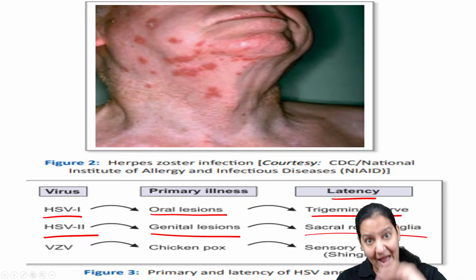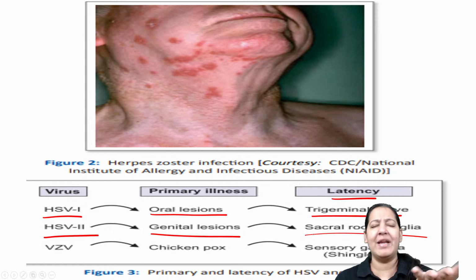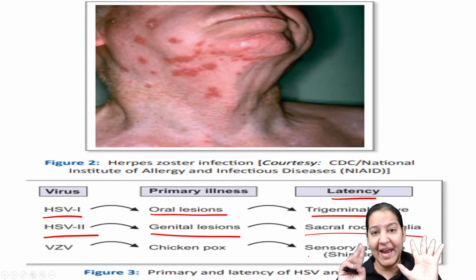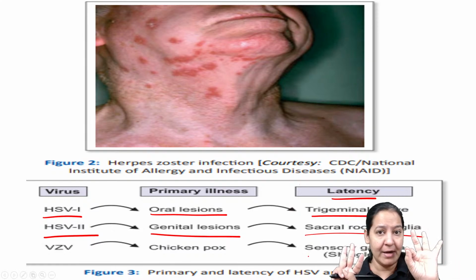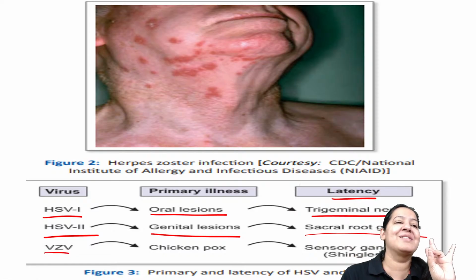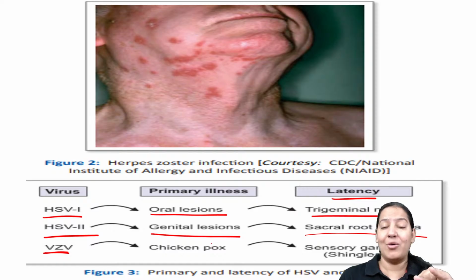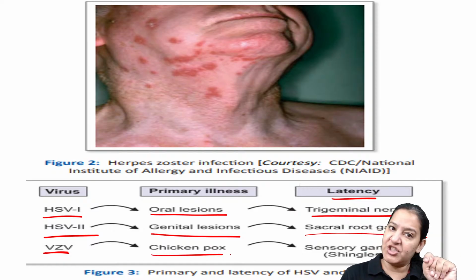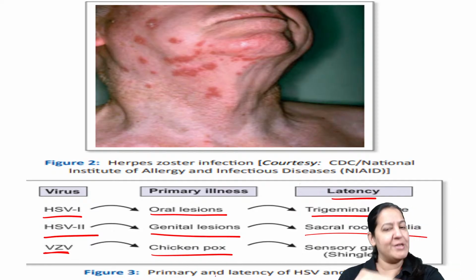So HSV3 I am going to teach you next. HSV3, I mean herpes type 3. Herpes has a total of 8 types, right? So herpes 1 and herpes 2 are HSV1 and HSV2. What is herpes 3? VZ, varicella zoster. That is also causing latency. In the primary infection, it is chickenpox. VZ, which I am going to teach you next, the third one.